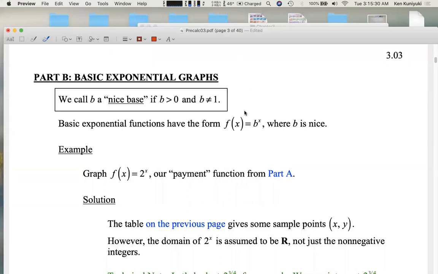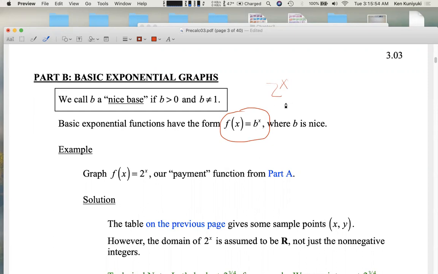Hi, everyone. So in the chessboard example, we were talking about a function that looked like that. f of x equals b to the x, where b was 2. We were really talking about 2 to the x, the amount of money on square x of the chessboard. But that's just one of many exponential functions. 3 to the x, 4 to the x. These also represent exponential functions.